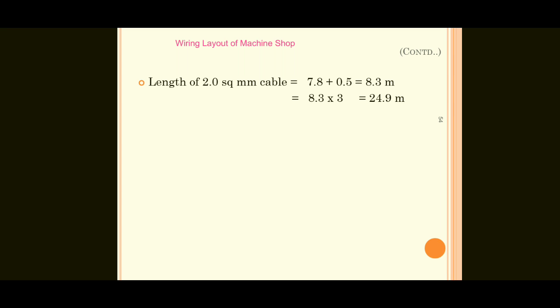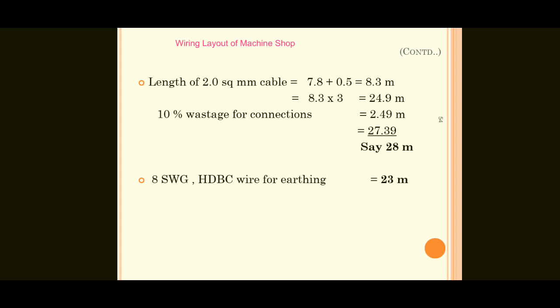Length of 2.0 square mm cable, 7.8 plus 0.5, 8.3 meter. Next, 8.3 into 3, 24.9 meter. 10% wastage for connections, 2.49 meter. So total 27.39 meter. So assume approximately 28 meter. Now 8 SWG HDBC wire for earthing, 23 meter.